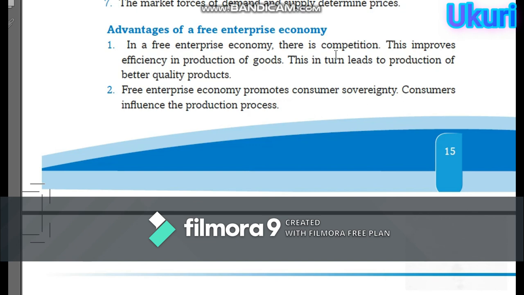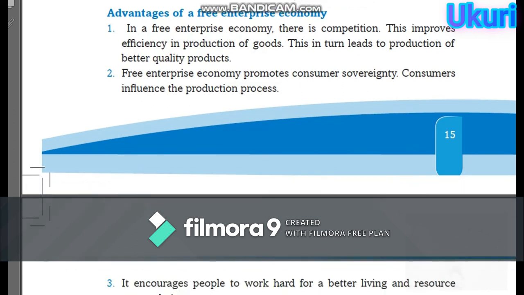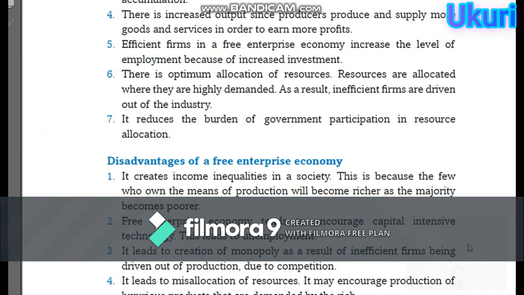Kubera ko harimo competition nyinshi bitewe n'uko abantu benshi bazana ibintu bisa, bityo bituma haba competition, bigatuma quality ya product yiyongera. So free enterprise economy promotes consumer sovereignty. Haba harimo ubudahangarwa bw'abakiriya bitewe na competition. So there is increased output, since producers produce and supply more goods and services in order to earn more profit.